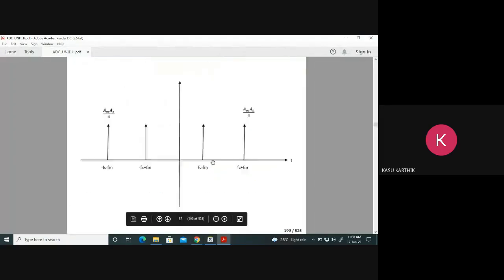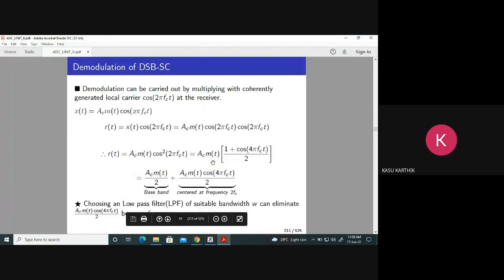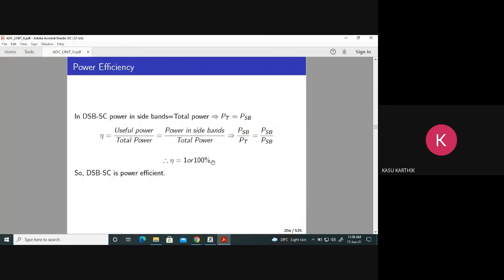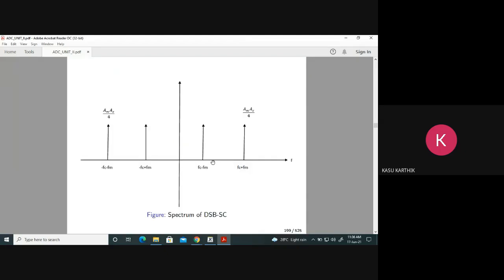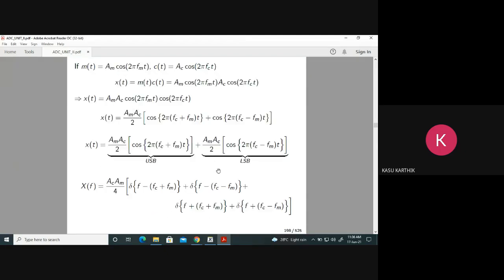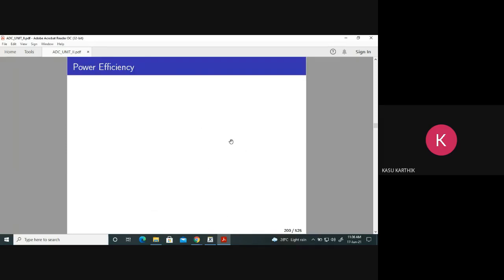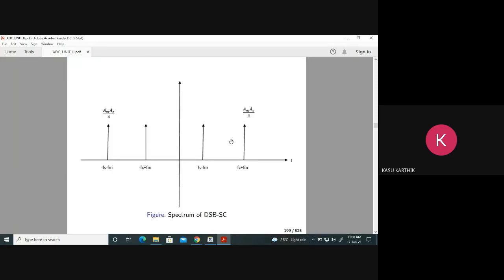So that is about DSBSC. There is no mu for DSBSC. It is not required. This is the spectrum. Now what is the bandwidth? 2W, 2FM.